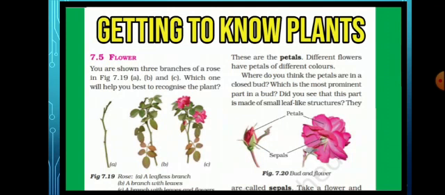6th standard biology, getting to know plants. We already studied shoot system and root system. In shoot system we studied a leaf, stem also. Okay, then another part, today we study flower parts.